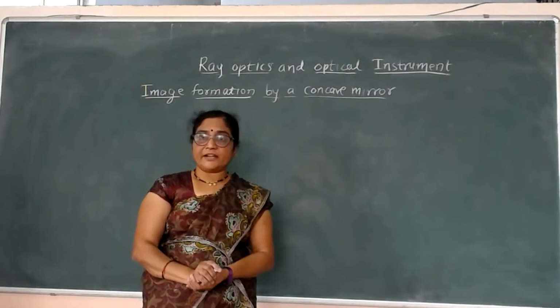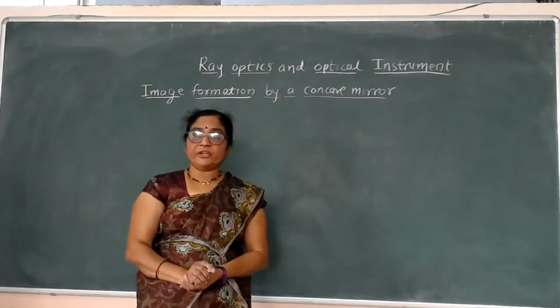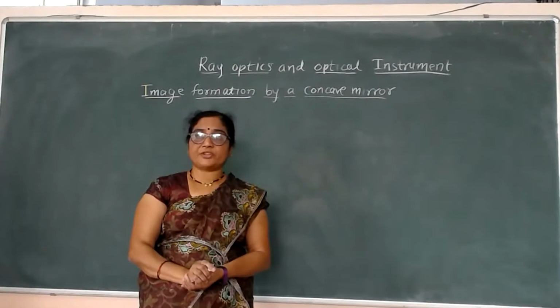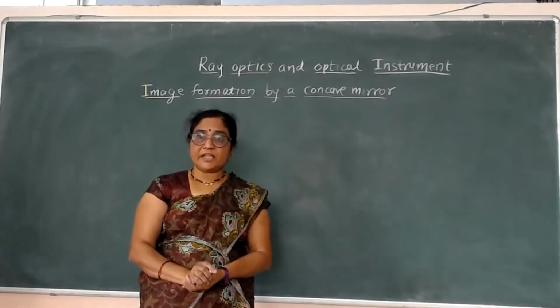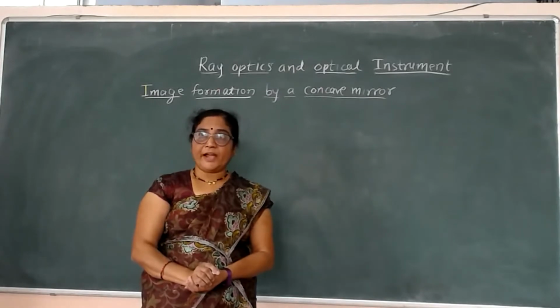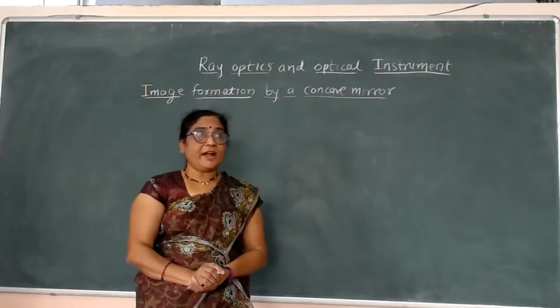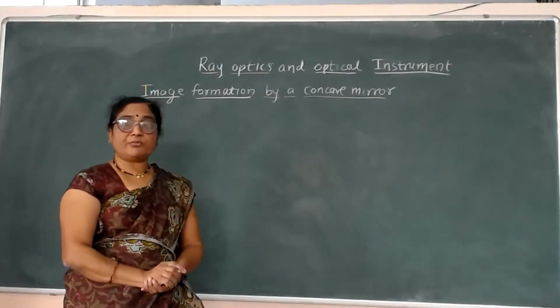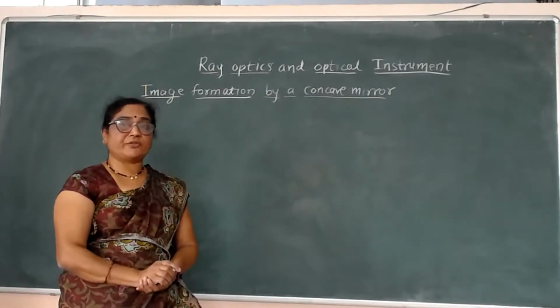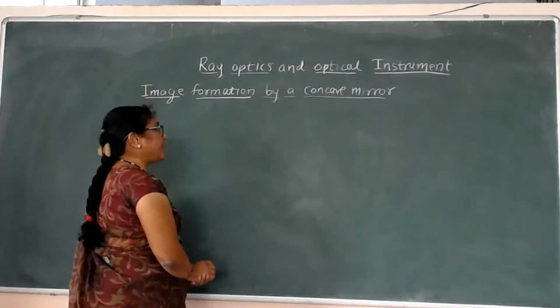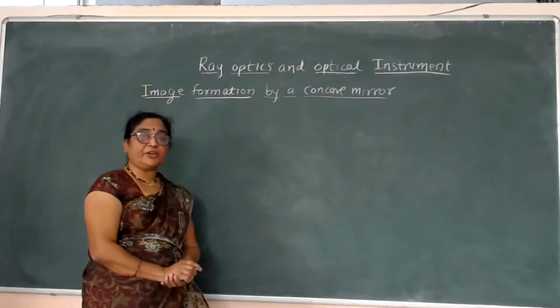According to the Cartesian sign convention, we know that all distances are measured from the pole, and the distance above the principal axis is taken to be positive and distance below the principal axis is taken to be negative, and the directions are taken to be positive in the same direction as the incident ray. Then let us see some image formation due to the concave mirror.